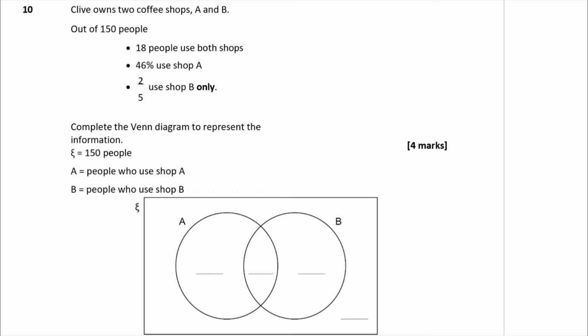Question 10, Clive owns 2 coffee shops, A and B. Out of 150 people, 18 people use both shops, 46% use shop A, 2/5 use shop B only. Complete the Venn diagram to represent this information. Now we're told here that the universal set is 150. That's quite useful. That means that altogether inside the box we're going to have a total of 150 things.